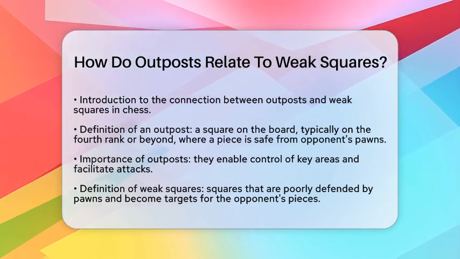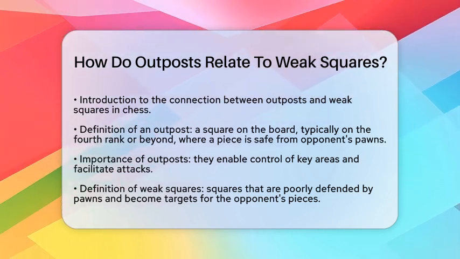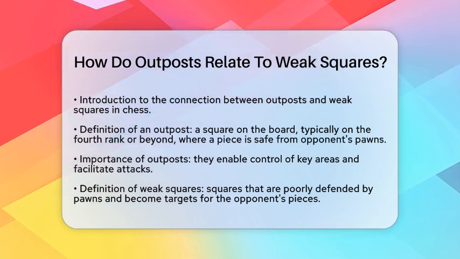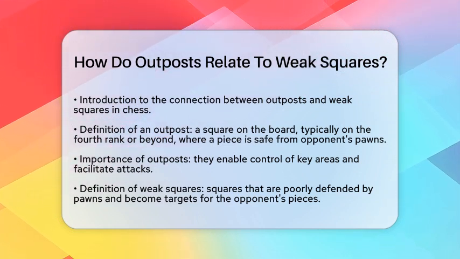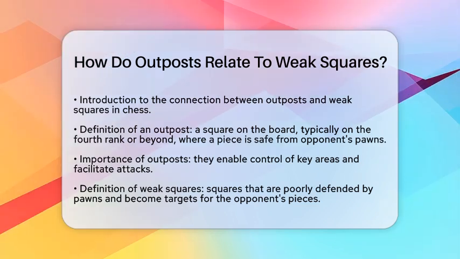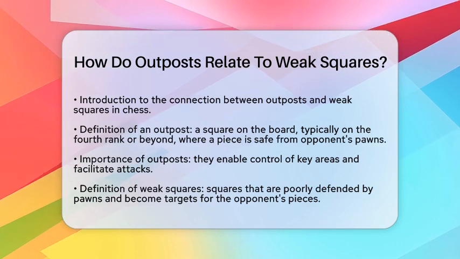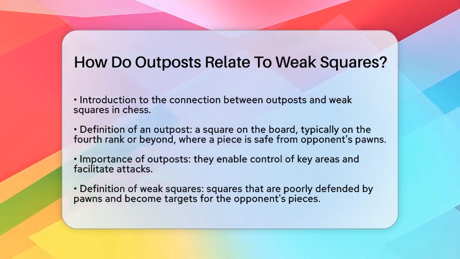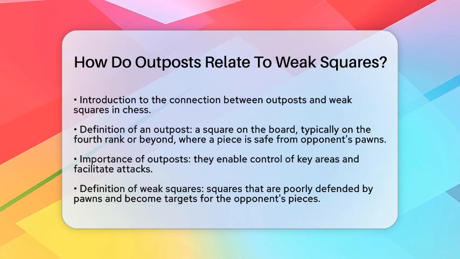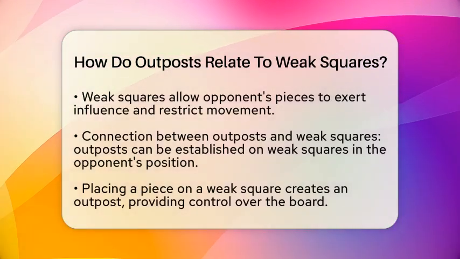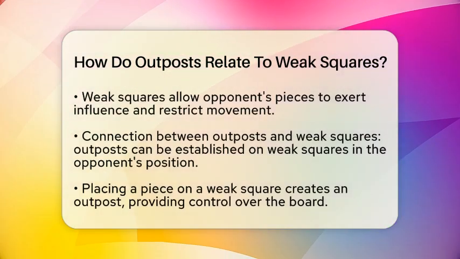First, let's clarify what we mean by outposts and weak squares. An outpost is a square on the board, usually on the fourth rank or beyond, where a piece can be placed safely. This means the piece is not easily attacked by the opponent's pawns. This safety often comes from the protection of your own pawns or because the opponent's pawns are too far away. Outposts are powerful because they allow pieces to control key areas and launch attacks.